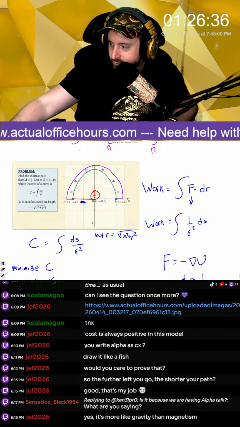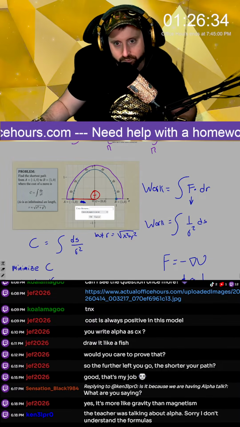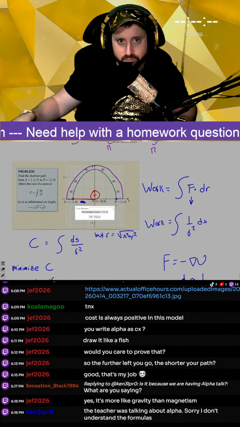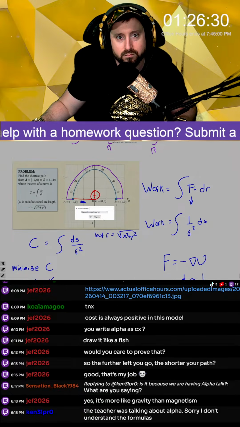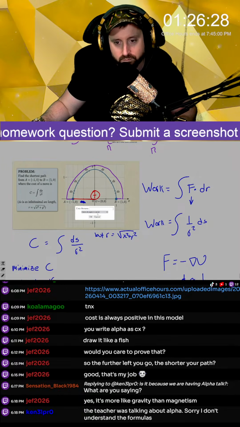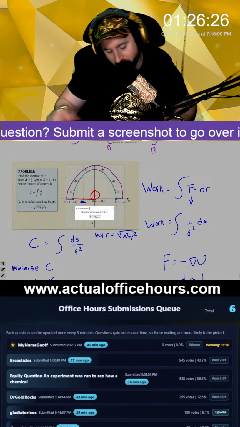Even then, though, with gravity, say 0, 0 was the center of the Earth, as you move your radius out from Earth, you're still counteracting that gravitational field.